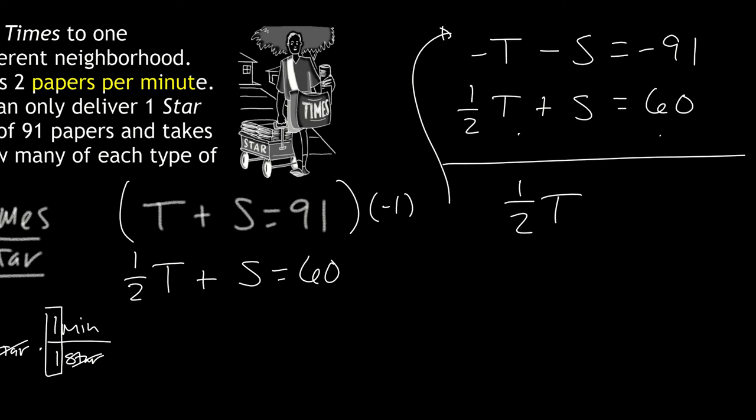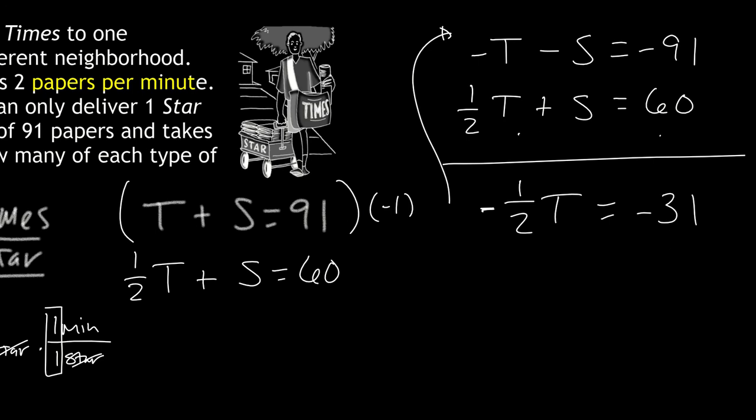It should be negative 31. Yes, negative T plus 1/2 T is negative 1/2 T. That's correct. And over here, this equals 60 minus 91, which is negative 31. There we go. Boy, that was embarrassing.